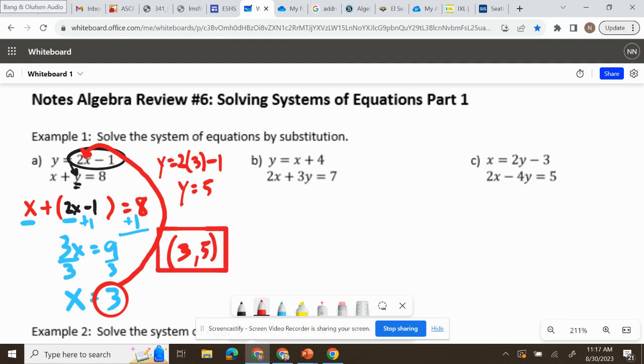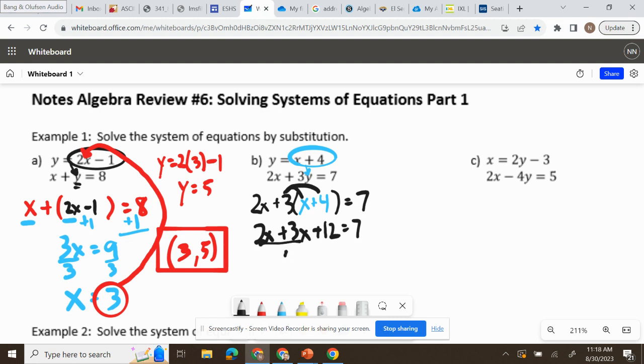Now, for our second one, we're going to take our expression, x plus 4. Since that's equal to y, we're going to plug it in for y in the other equation. So when we do that, what we get is 2x plus 3, but instead of putting a y, we're going to put in the x plus 4. Now we're going to distribute the 3 to each of the terms. So what we have is 3x plus 12.